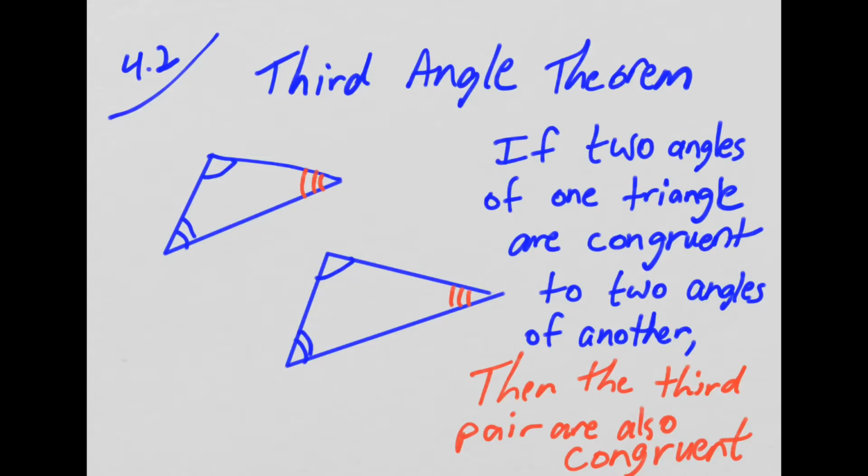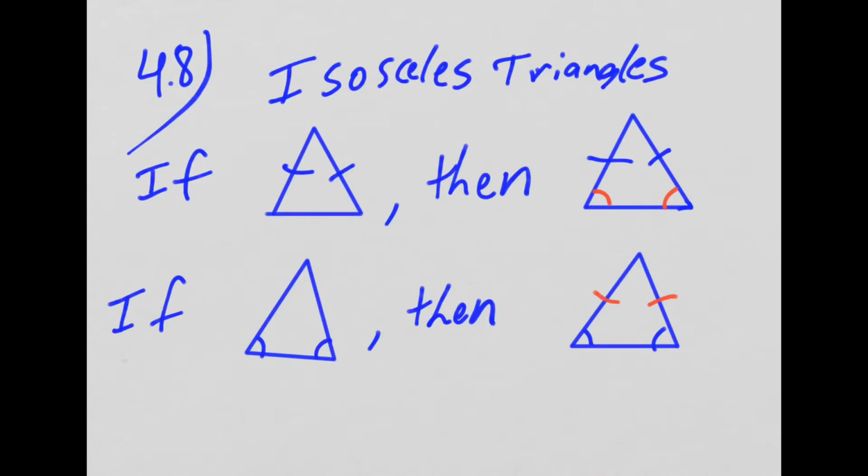The third angle theorem states that if two angles of one triangle are congruent to two angles of another, the third pair are also congruent. This has to do with the triangle sum theorem. If they all add up to 180, and two of them are the same, the third one has to be the same also. In 4.8, we looked at some specific properties of isosceles triangles.